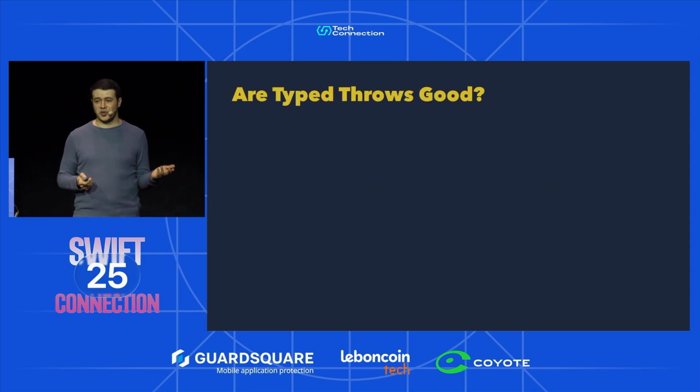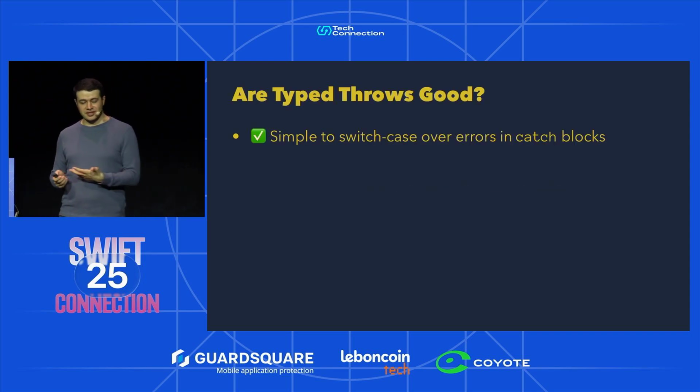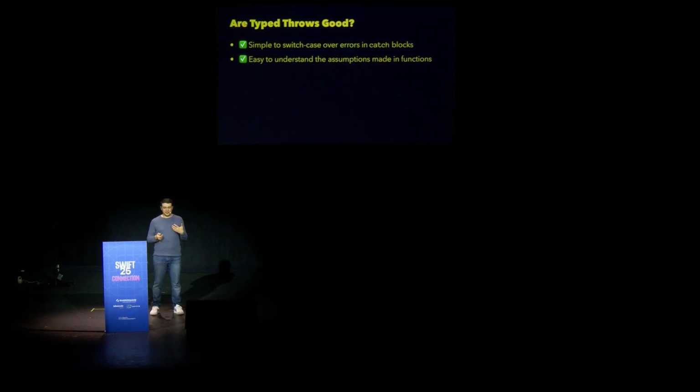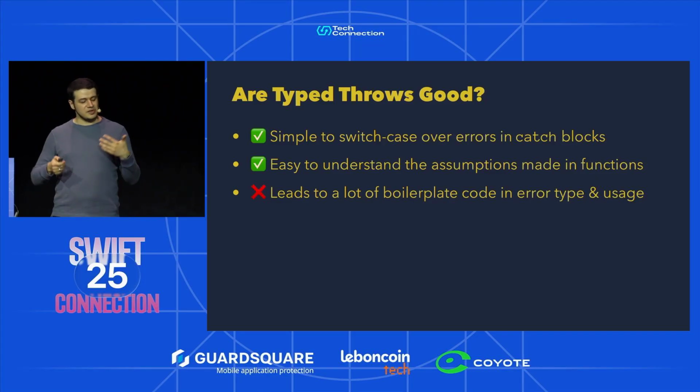So, are typed throws good now? The good thing is they're simple to switch case over. And they're easy to understand, with clear assumptions made in functions. So whenever you look at it, you know exactly, okay, I just have to check that type. But it has a lot of boilerplate code that you need to write.